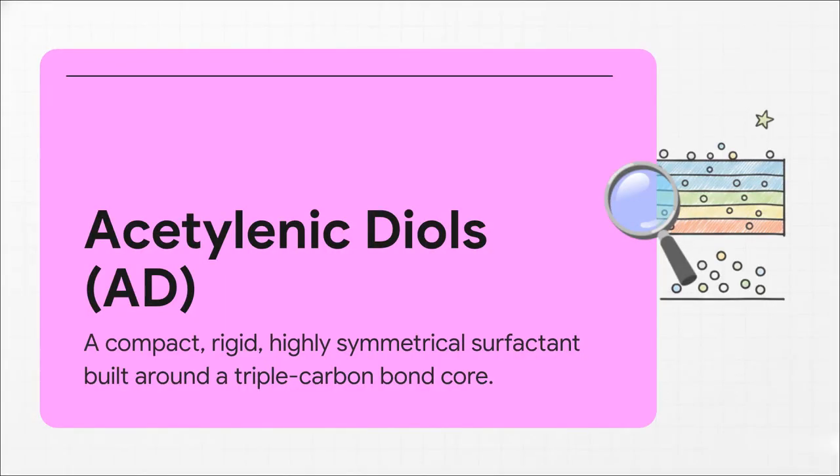Now, on the other side of the ring, let's meet protagonist number 2, acetylenic diols, or AD. This structure is fundamentally different from PES. Instead of that long, flexible comb, AD is super compact, rigid, and highly symmetrical. It is built right around a rigid triple carbon bond core, flanked by hydroxyl groups acting as hydrophilic centers, along with symmetrical hydrophobic groups. And because its structure is so vastly different, it behaves completely differently at the interface. It's there to solve an entirely different set of problems for your coatings.